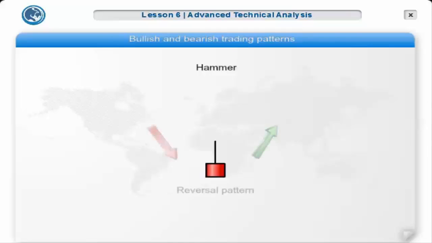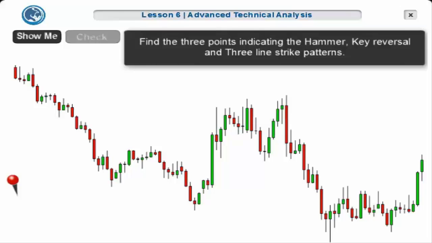Hammer, a single candlestick reversal pattern indicating only a bullish outlook. After consecutive falls in price, a short red candlestick appears whose shadow is longer than its body. Find the 3 points indicating the hammer key reversal and 3-line strike patterns.